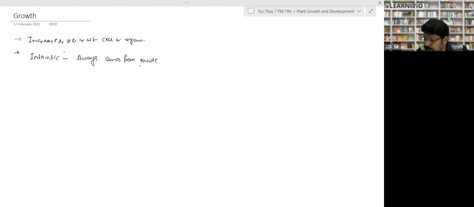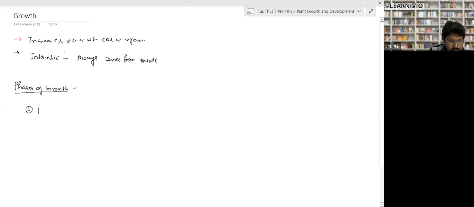Now the phases of growth. So let's study the phases of growth. There are basically three phases of growth: formative phase, enlargement, and differentiation. The first phase is the formative phase. This is also called cell formation or cell division. Here the formation of new parts takes place, basically in the meristematic part.